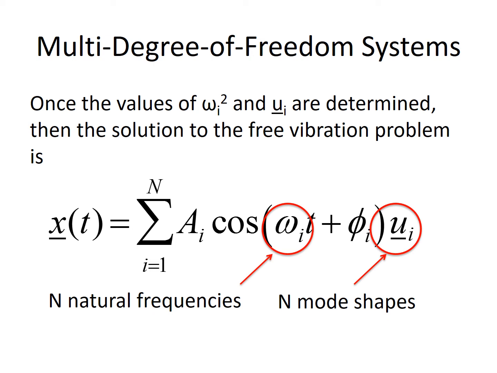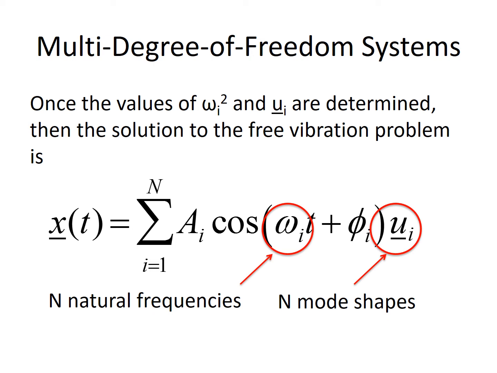Therefore, the total solution to the free vibration problem is a linear combination of each individual solution parameterized by omega sub i squared and u sub i. The complex exponential term can be rewritten as a harmonic function with a frequency omega sub i and a phase angle phi sub i through the Euler transformation. Thus, the solution to the differential equation is a linear combination of harmonic functions of time multiplied by the vectors u sub i and an undetermined amplitude a sub i.